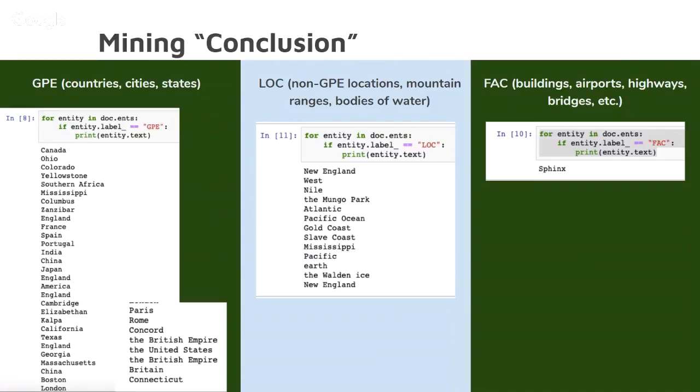Then for LOC, it added a lot, but what surprised me is I didn't find Walden Pond so much. So in his conclusion, which I figured he would, it focuses mostly on other places. It also includes the Mungo Park, which is a person and not a park, which is a fault of spaCy. And then also for FAC, it only came up with Sphinx, which has nothing to do with the tag, but that's okay. And you can go to the next one. Thank you.